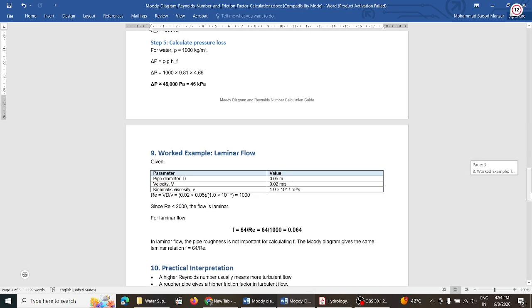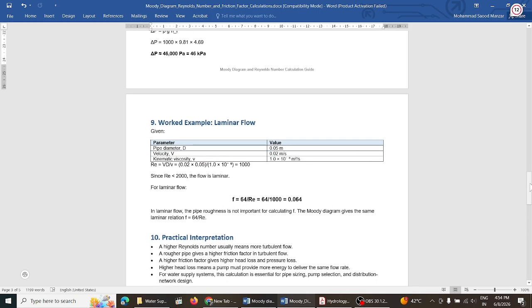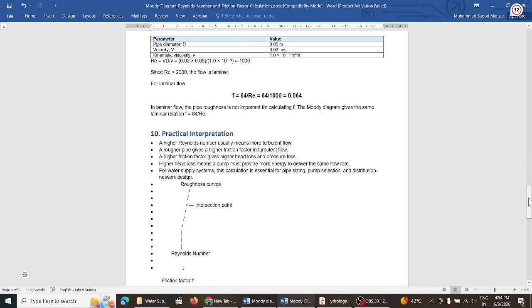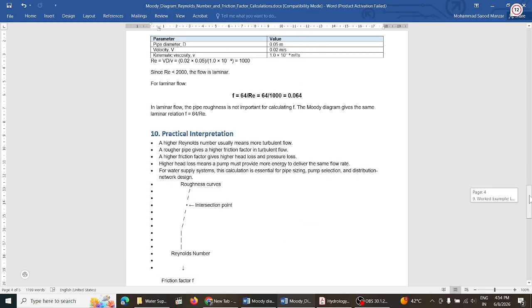Now this is the case of laminar flow. For laminar flow we don't need to use a Moody chart. We will simply use this 64 upon Reynolds number equation. So the interpretation is, the higher Reynolds number usually means turbulent flow. The rougher pipe gives a high friction factor, particularly in the case of turbulent flow, and a higher friction factor also gives higher head loss and higher pressure loss. And higher head loss means the pump must provide more energy to deliver the same flow rate. For water supply systems, this calculation is very critical for us: the sizing of the pipes, the pump selection, and distribution network design.